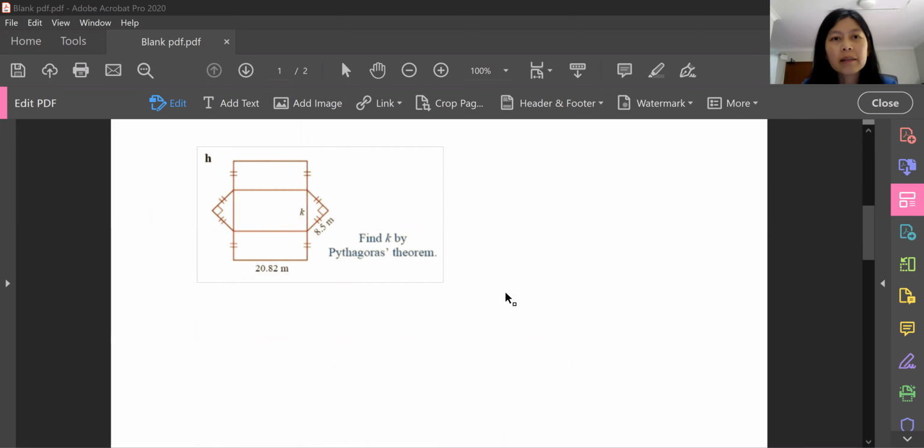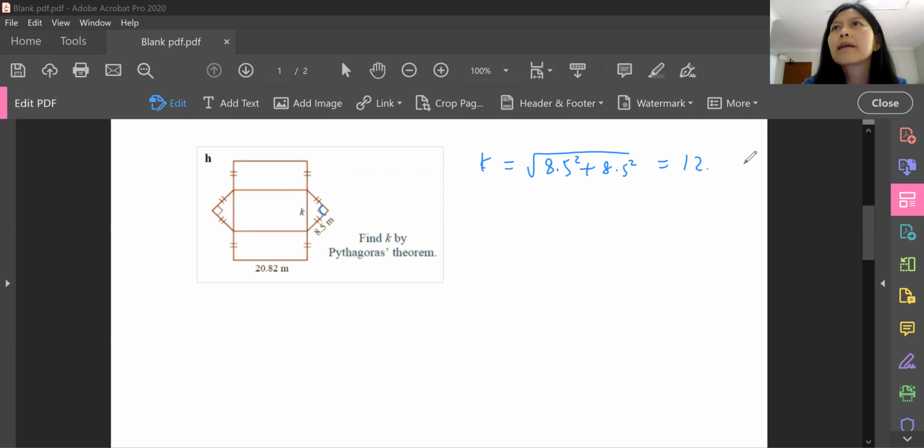Okay. Now the next question, you can see it's a triangular prism if you visualize it in 3D. They give you a hint: find K by Pythagoras' theorem. So we need to find a height. There's a 90 degree angle here. Yes, we have to use Pythagoras to work out K. Okay, let's work it out. Hopefully you still remember Pythagoras' theorem: 8.5 squared plus 8.5 squared, and from the calculator, keep more decimal places, I get 12.02. I keep it as 12.02.